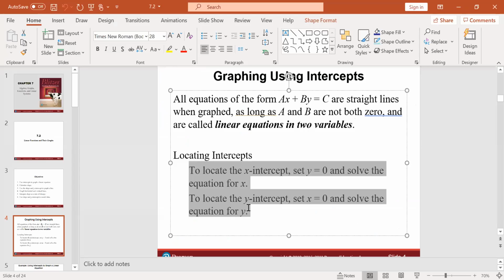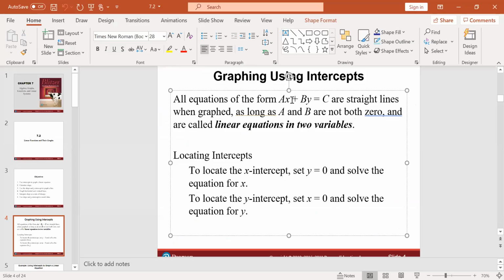So what we're going to do is we want to graph these things. When you have it written in this form, this is sometimes called the standard form of a linear equation. It's something times x plus or perhaps minus something times y equals some constant. One way to graph the thing is to look for where it crosses the x-axis. That's called the x-intercept. And where does it cross the y-axis? That's called the y-intercept.